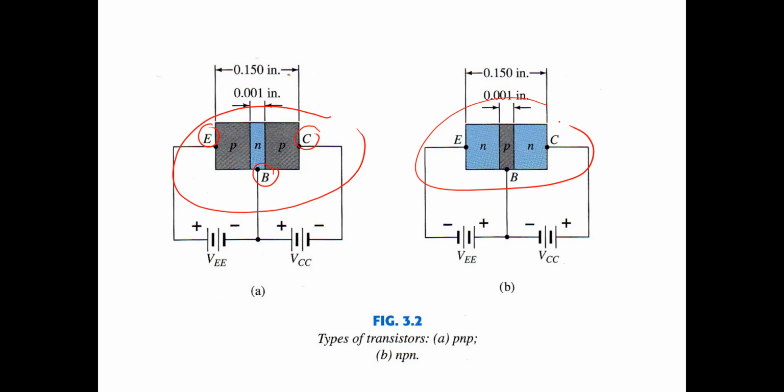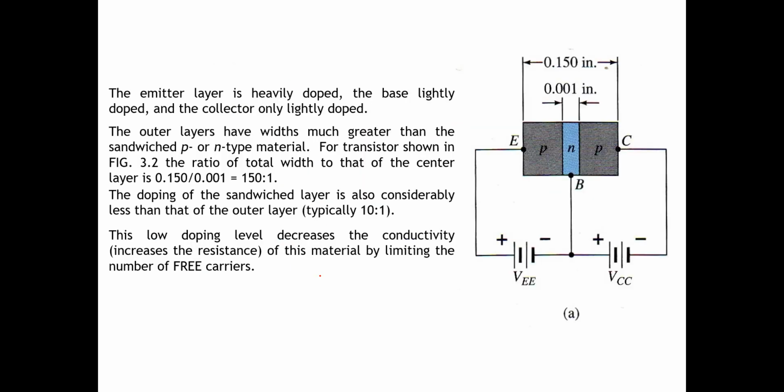And we have two supplies here, VEE and VCC. VEE connects from the emitter to the base, and then VCC connects from the base to the collector. Okay, and then the emitter layer is heavily doped, the base is lightly doped, and the collector is also lightly doped.